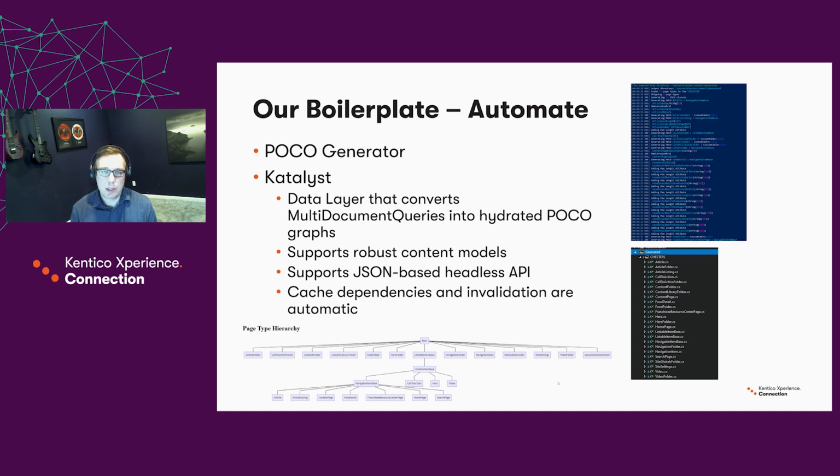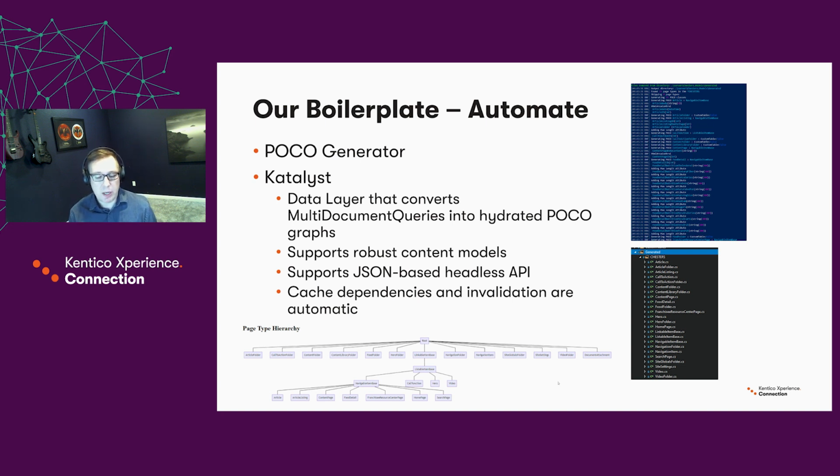What's nice about POCOs is that they're lightweight. They can be serialized into JSON very easily, and they're just easier to work with than the full tree node objects that come out of Kentico. As a standard, we use these POCOs for all of our models. So from the perspective of the website, you basically never get tree nodes. It's not really aware of what tree nodes are. It just sees POCOs.